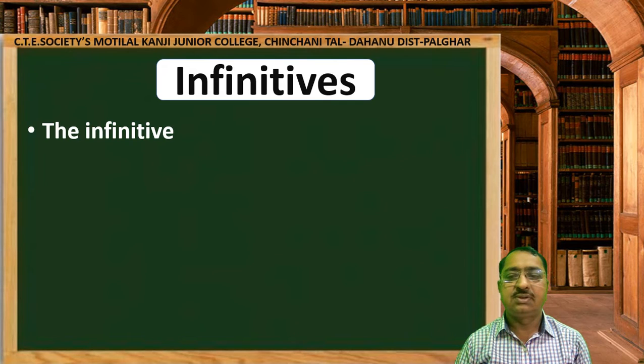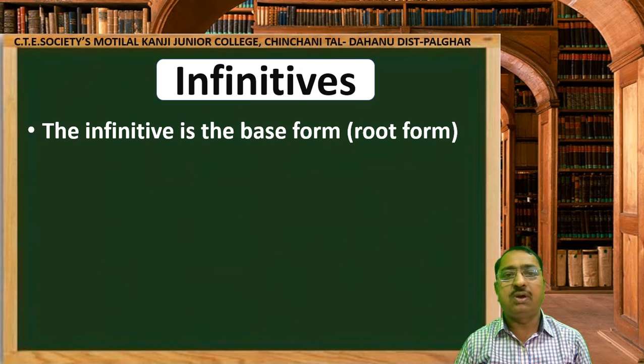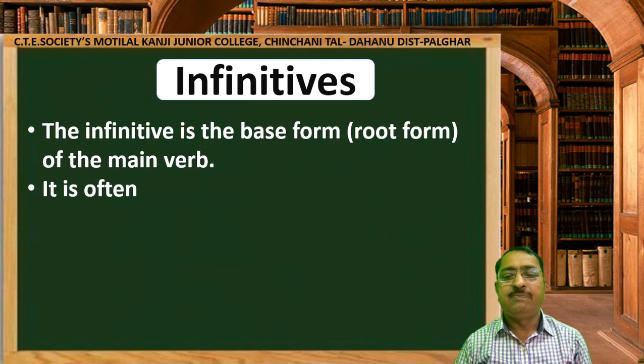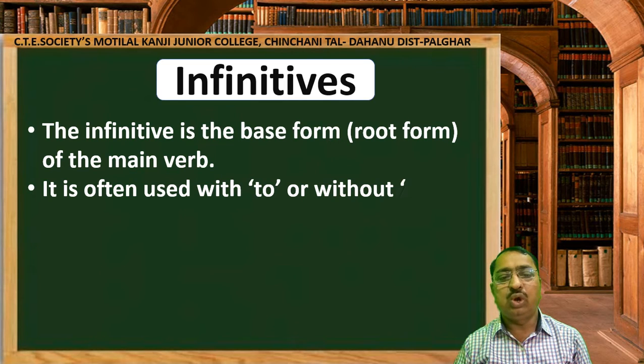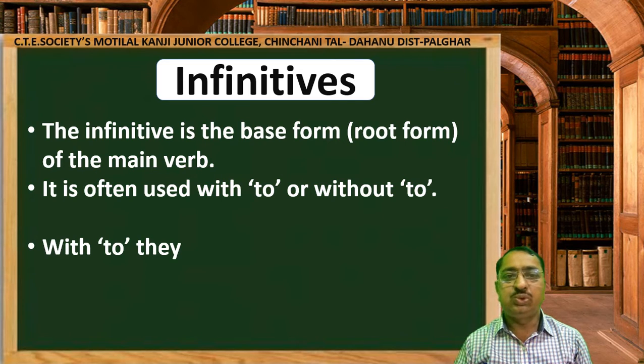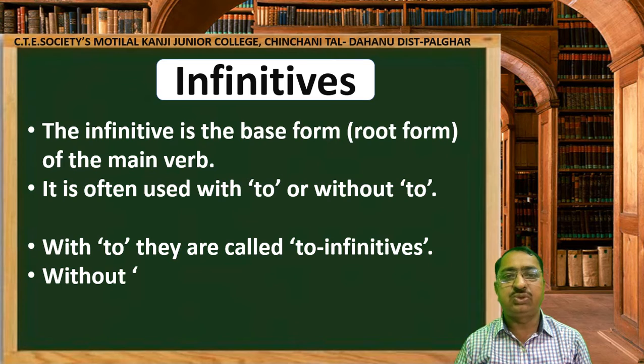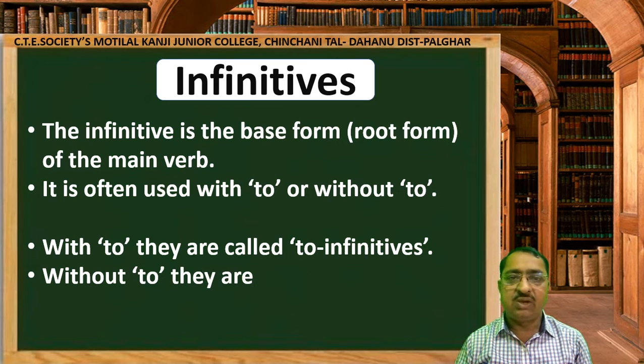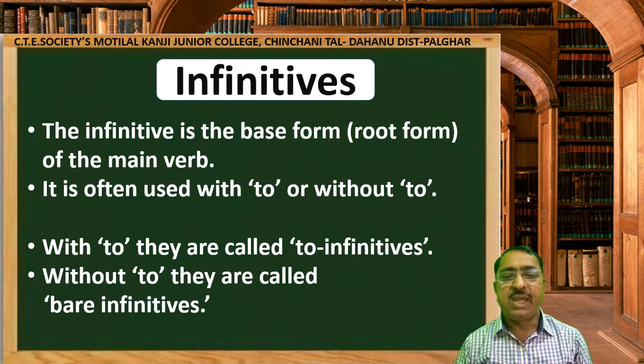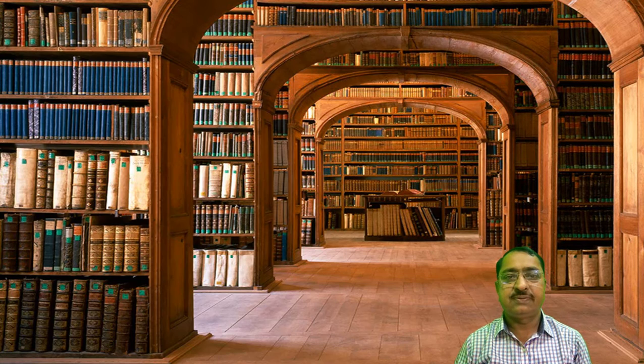Infinitives. The infinitive is the base form or root form of the main verb. It is often used with to or without to. With to, they are called to infinitives, and without to, they are called bare infinitives.